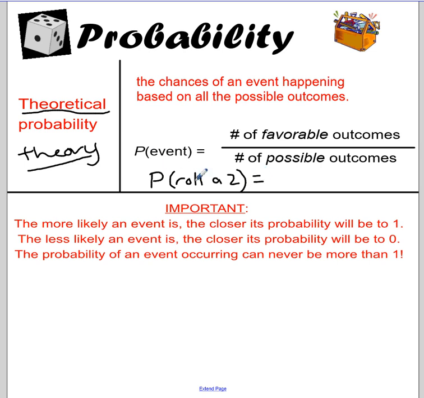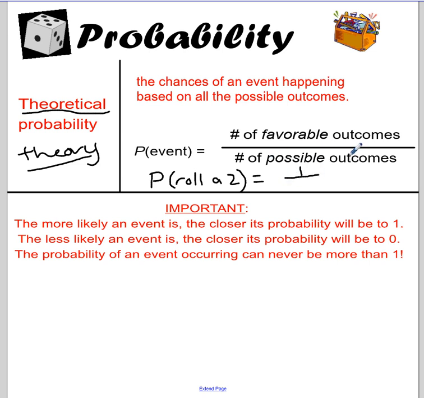Capital P and then in parentheses, rolling a 2. To find that probability, I need the number of favorable outcomes. That means the number of 2s. How many 2s are on a die? I have 1 2 on a die, correct? Divided by the number of possible outcomes.